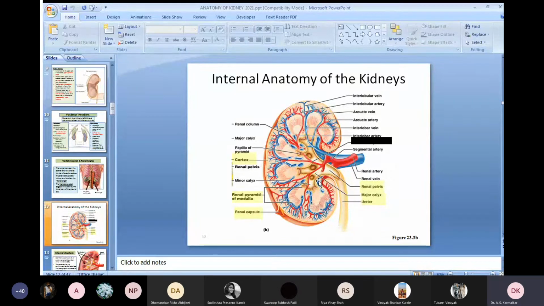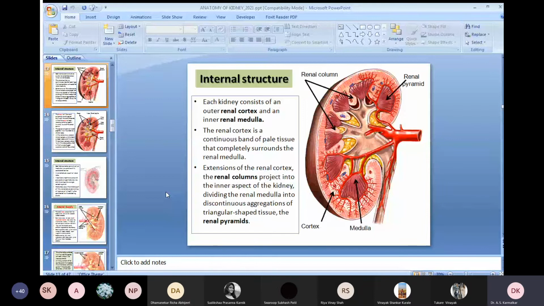And if you see the arrangement of the vessels, they are dividing, redividing. We will see that in the blood supply. So internally, if you take a cut section, macroscopically, grossly, what we see with the naked eye, it is a cortex and the medulla. Now what is the cortex and what is the medulla?